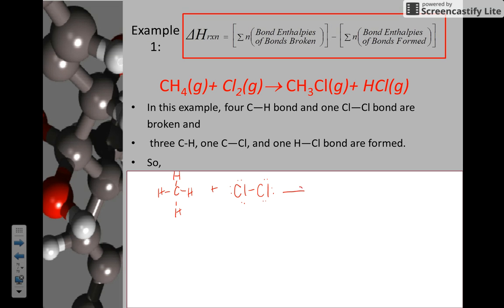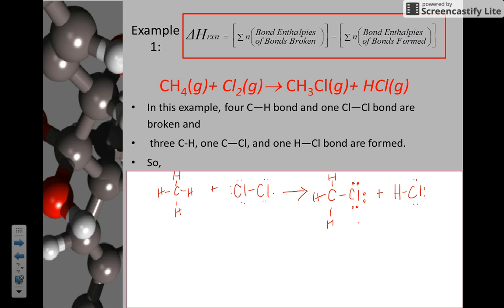So as they begin to come back together, what's going to form is the CH3Cl, and the Lewis structure for that is going to look like this: 3 hydrogen single bonds coming off of your carbon, and a chlorine off of it, and of course your lone pairs would be here. And then the HCl is going to look like this.